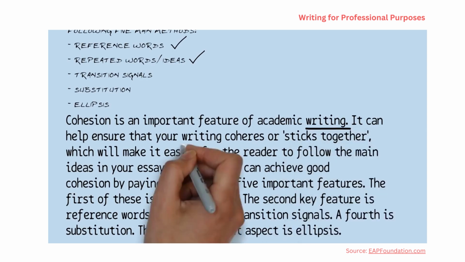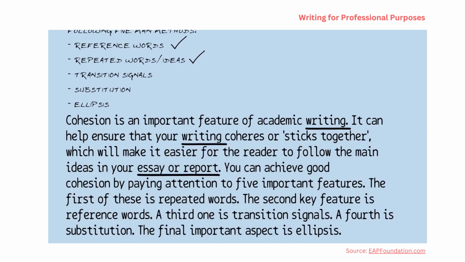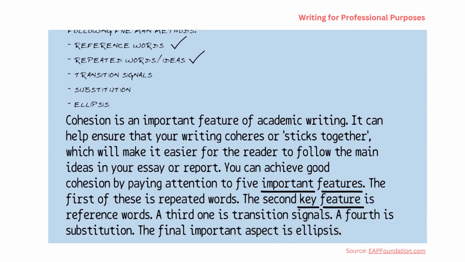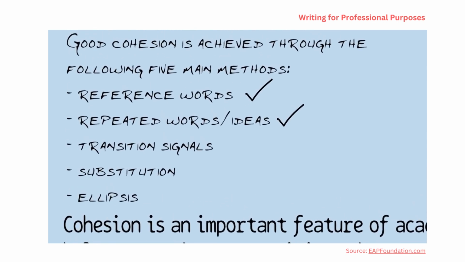The word writing is used twice, as well as the phrase essay or report, which represents the idea of writing. It's a synonym. And we have the phrase important features and key feature. Key is a synonym of important, so it's the same idea. And important aspect. Aspect again is a synonym of feature, so it's the same idea. Important features, key feature, important aspect.